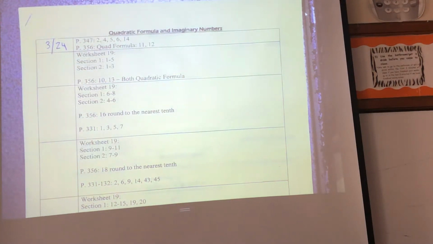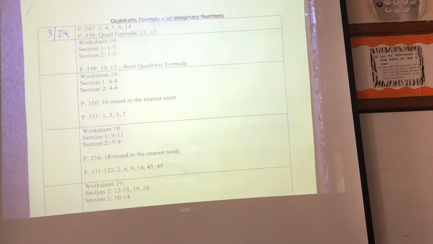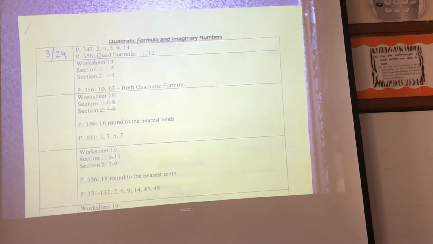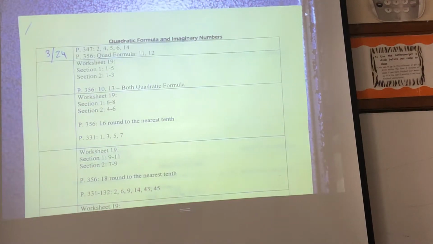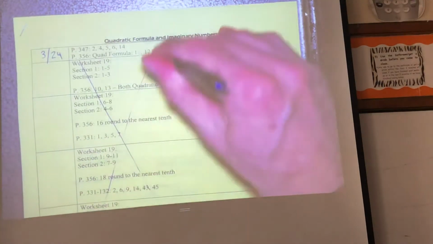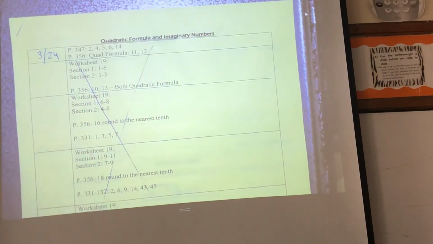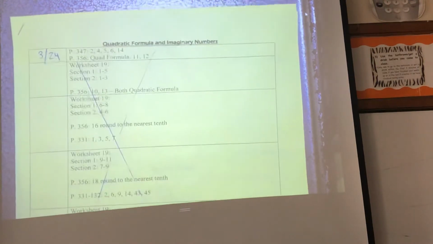Hello, these are the notes for Mr. Kenzie's integrated algebra class for the quadratic formula and imaginary numbers. You could have picked these up outside of my room, or you also could have just downloaded them from Google Classroom. Our homework assignments are going to be just to finish the notes, whatever questions we do not finish together. So our first day will be Tuesday, 3/24.